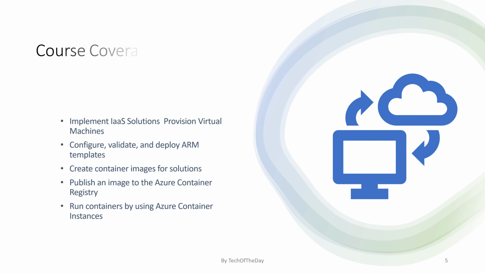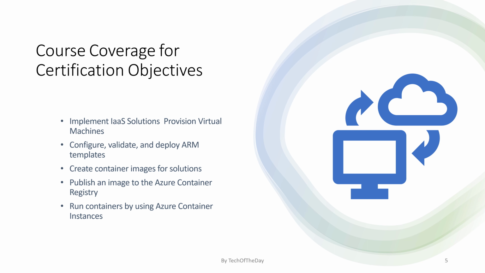So as I said, this part covers implement IaaS solutions: provision virtual machines, and configure, validate, and deploy ARM templates. This is the first part which this video covers, and the second will be: create container images for solutions, publish an image to Azure Container Registry, and run containers by using Azure Container Instances. Let's continue.